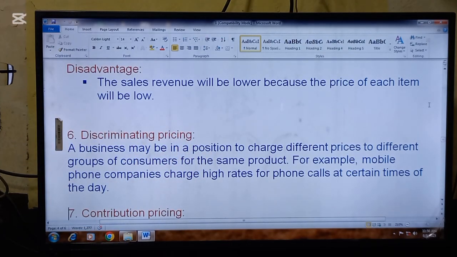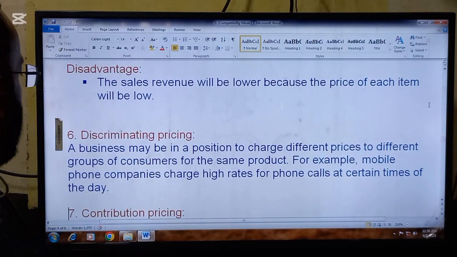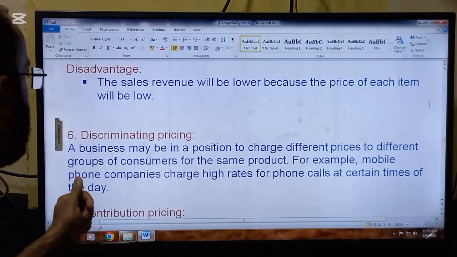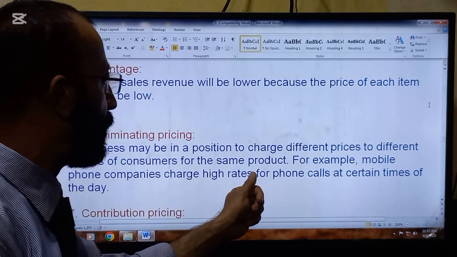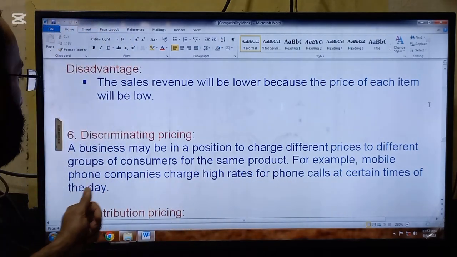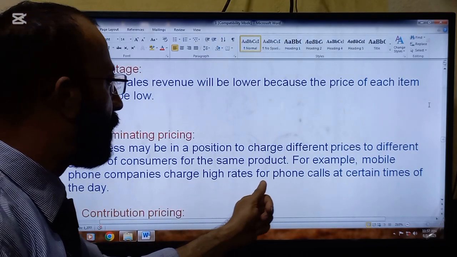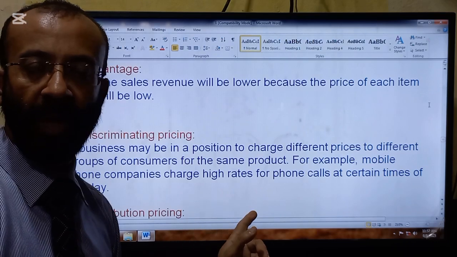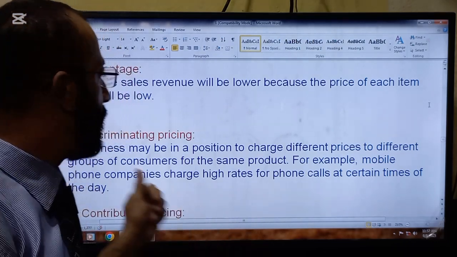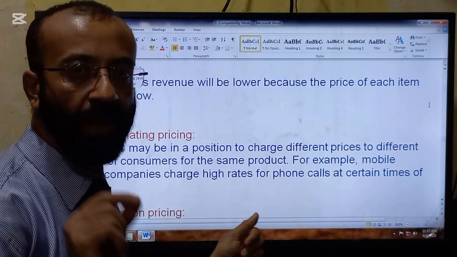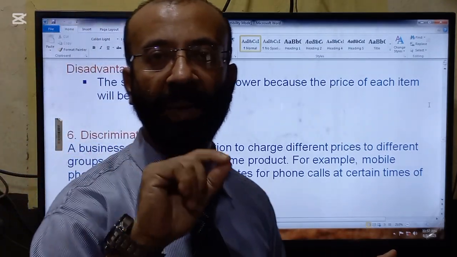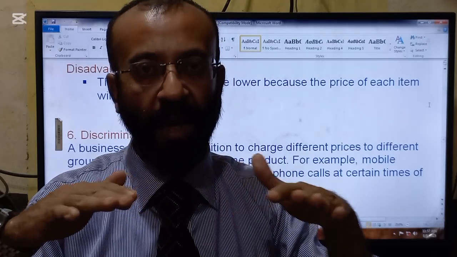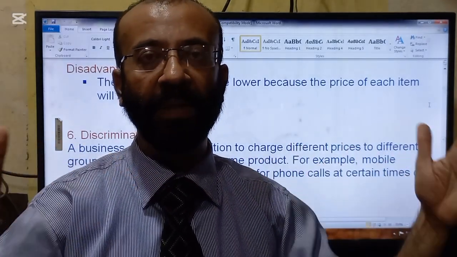Next price strategy is discriminating pricing. A business may be in a position to charge different prices to different groups of consumers for the same product. For example, mobile phone companies charge high rates for phone calls at certain times of the day. So this type of strategy is called discriminating pricing. The product is the same, but the price is different at different times of the day or at different times of the year.